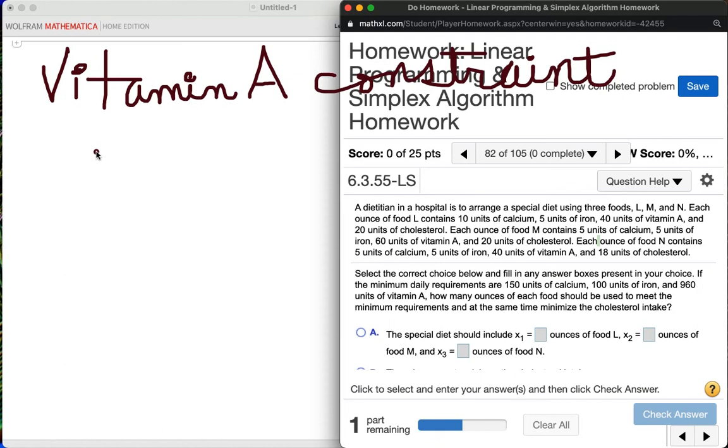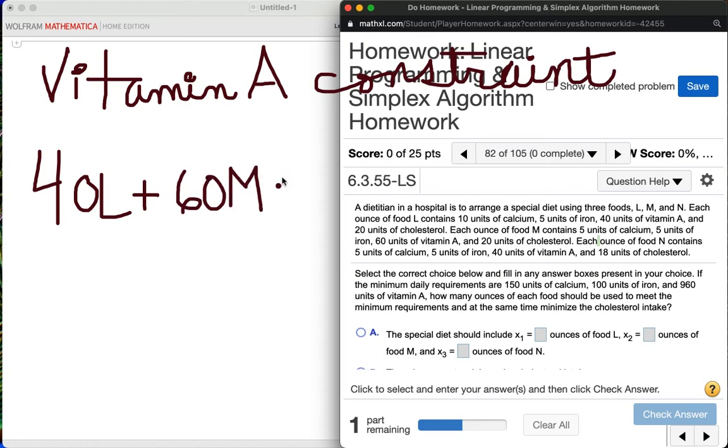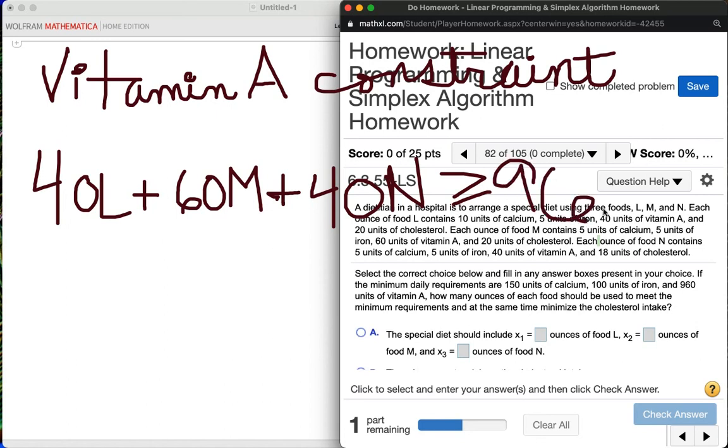Each ounce of food L contains 40 units of vitamin A. Each ounce of food M contains 60 units of vitamin A. And each ounce of food N contains 40 units of vitamin A. The minimum daily requirement of vitamin A is 960. I'm also going to write that down.